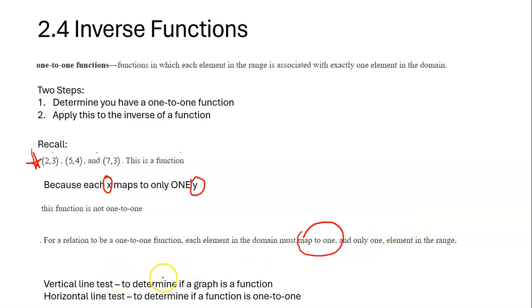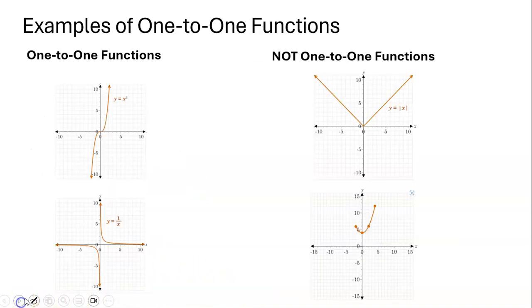So we have the vertical line test to determine if a graph is a function. We have the horizontal line test to determine if the function is one-to-one. Okay. So here are some examples of one-to-one functions and non-examples. So if I take my pencil, this is my pencil. Okay, and I run it this way, I'm only ever going to hit 1 point. Okay, it's just like the vertical line test is horizontal. So that's a one-to-one function.